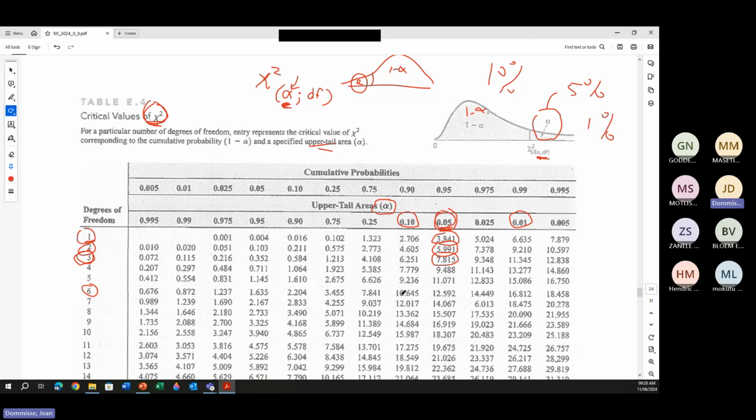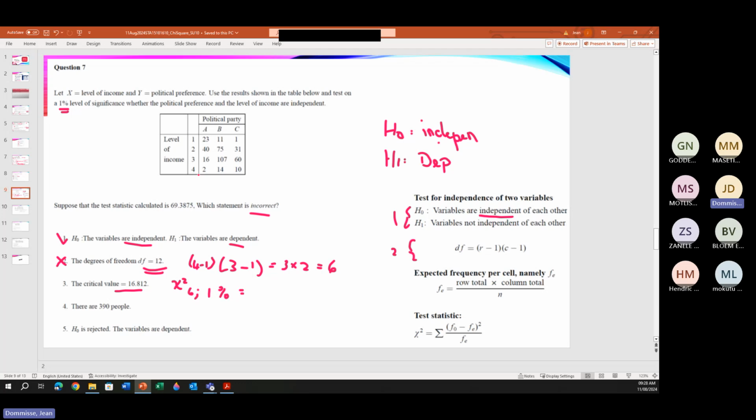Okay, that's 10%. There's 1%. Let's check again. 6, 1. 16,812. 16,812. Critical value is correct. Then there are 390 people. Okay, they didn't tell us this, so we need to check.